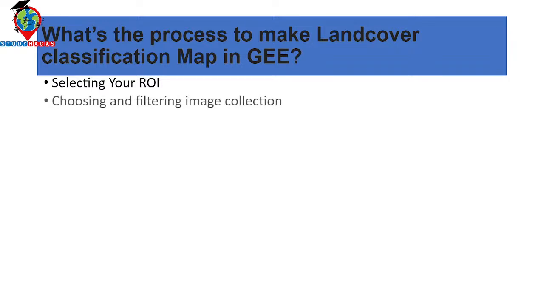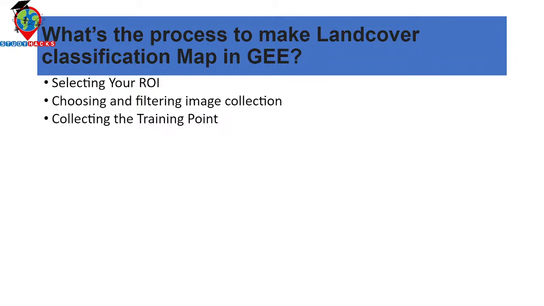Second step, you choose and filter your image collection. If you want, you can use Landsat, or if you want, you can also use Sentinel. No problem. Just choose and filter your image collection according to your region, according to your cloud cover, according to your time period. Okay. After that, since it's a supervised classification, you must take the training points. Okay. So at this time, how can I collect the training points?